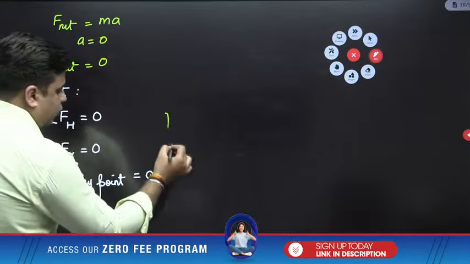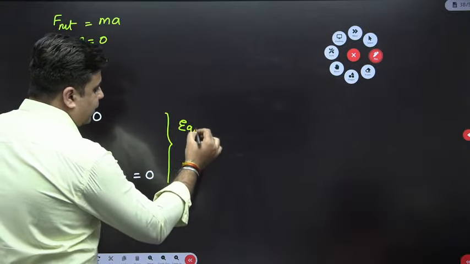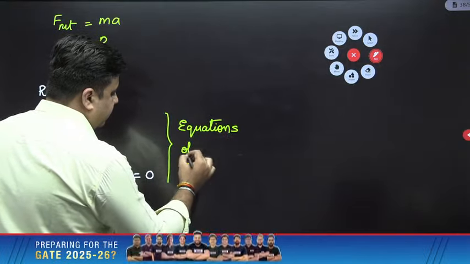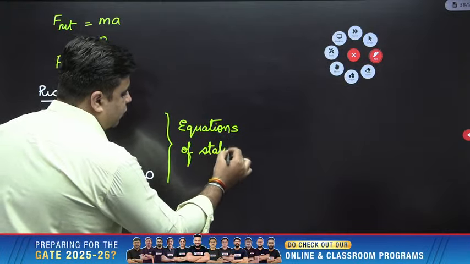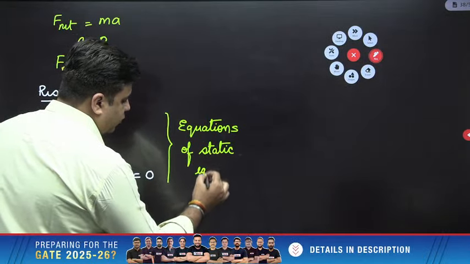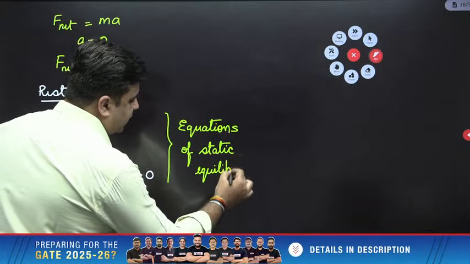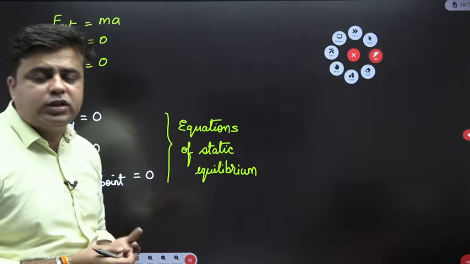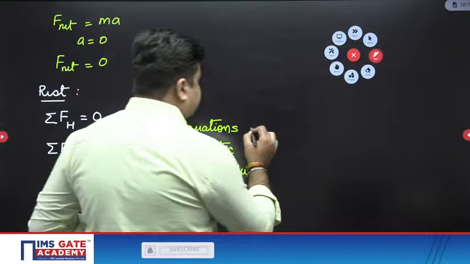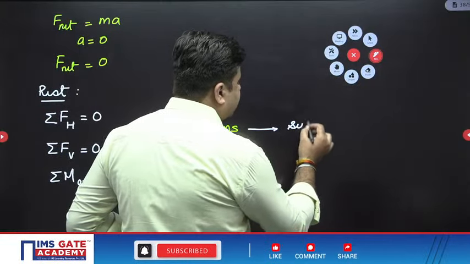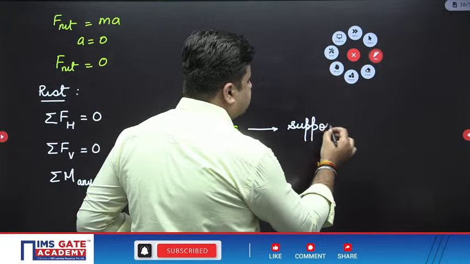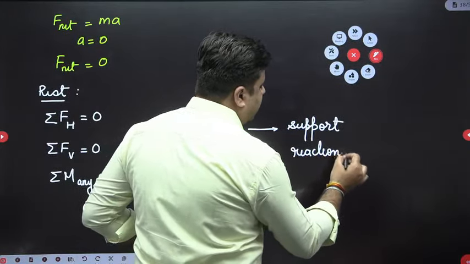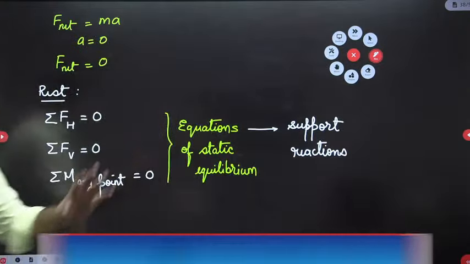is equal to 0. And these three are called the equations of static equilibrium. Only these equations of static equilibrium are used to find out the support reaction, nothing else.